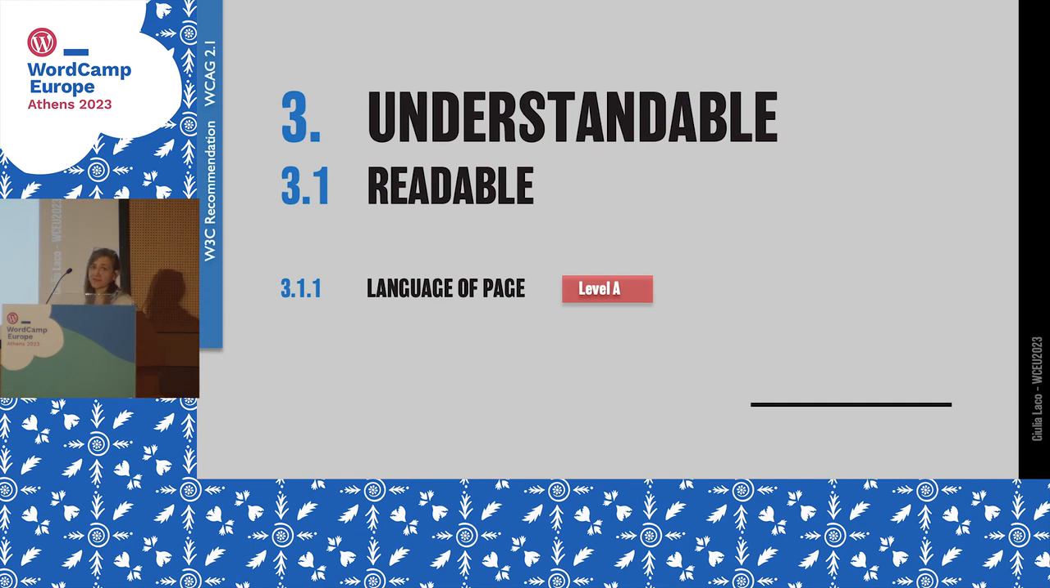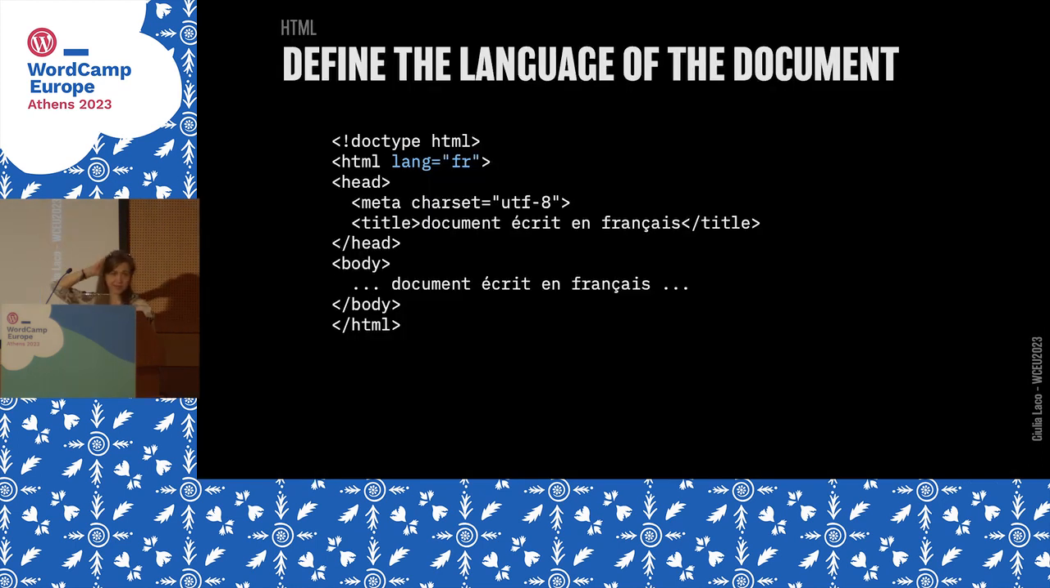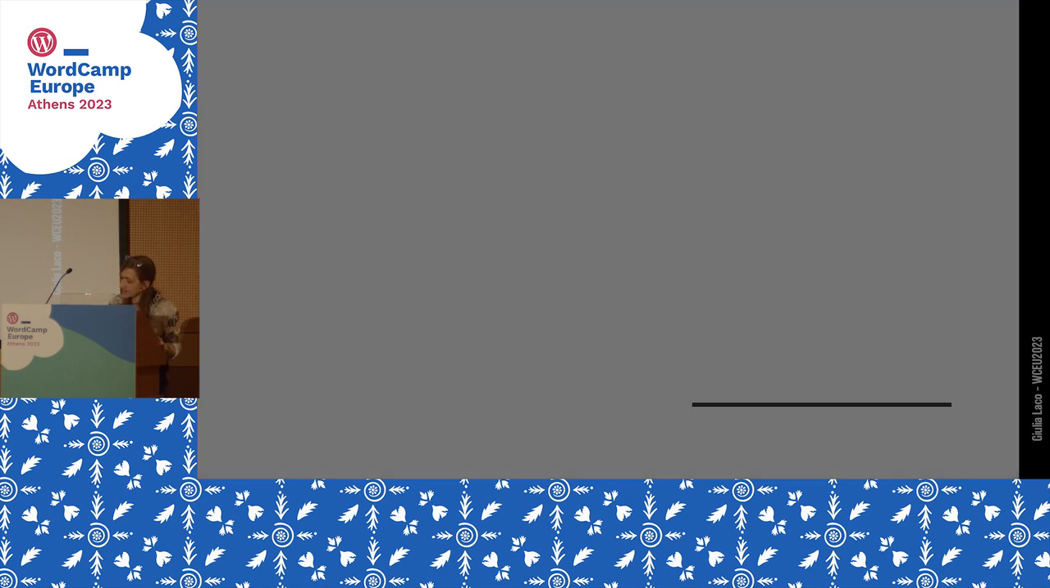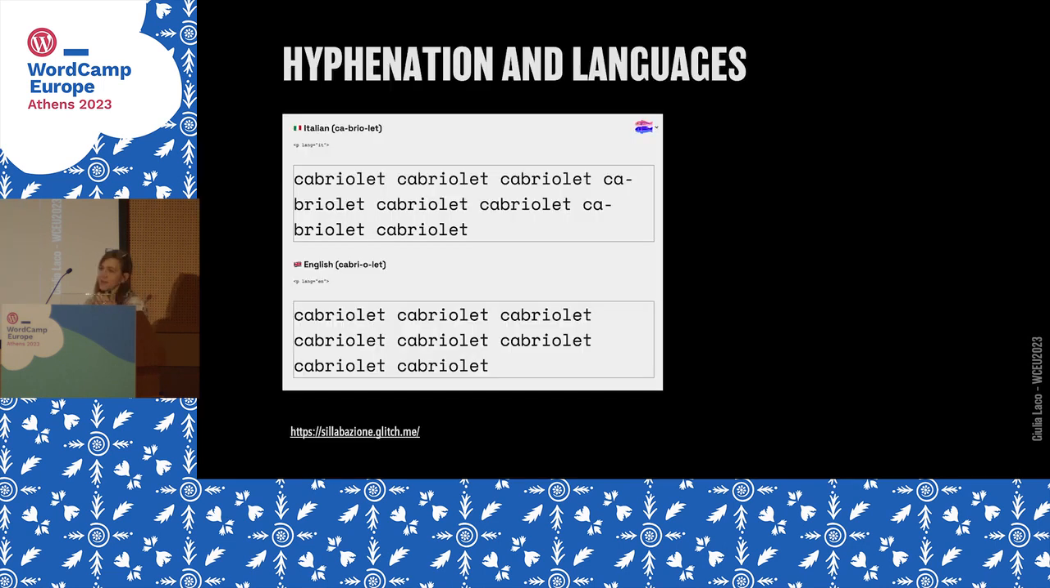And then another thing very important that the recommendations have is the language of a page. Always put the information of the language of the page, because it's easy to do in HTML. The language at the beginning, in the root element, okay, and this has consequences. For example, with hyphenation. Hyphenation is different from one language to another. So the browser will behave differently with respect to the language that is declared.